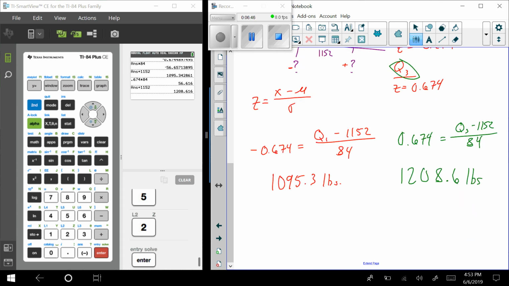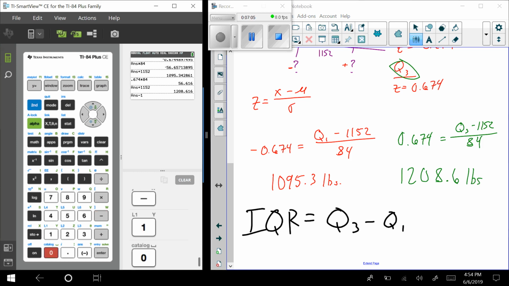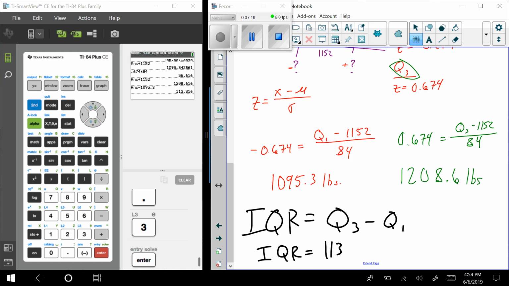Now that's Q1 and Q3. Well, how do you find IQR? Of course, at this point, you guys should be experts. How do I find the IQR? Well, you take Q3 minus Q1, which would be the number I just had, minus 1095.3, which gives me an IQR of 113.3 pounds. Of course, if you round, this number will be slightly off, but it should be within a few pounds.